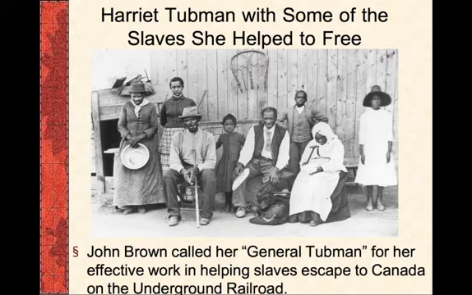This is Harriet Tubman with some of the slaves she helped to free. Obviously, this is way after the Civil War. And here is old Harriet Tubman in her elder days. John Brown, who we haven't really talked about quite yet, we'll mention him a bit more when we get to Bleeding Kansas, called her General Tubman for her effective work in helping slaves escape to Canada on the Underground Railroad.